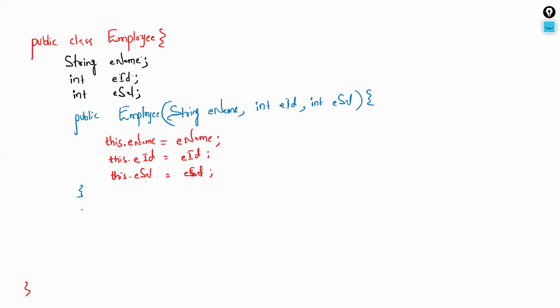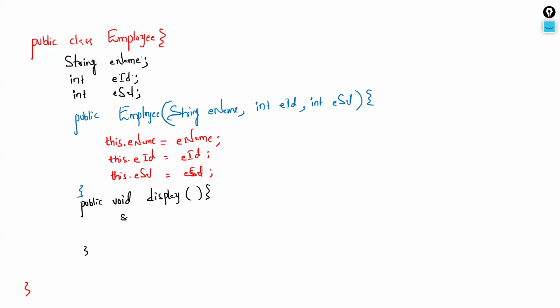A display method. So tell me the syntax. Public, next void. Any method name we can use. So here I am using display, since it's a meaningful name.